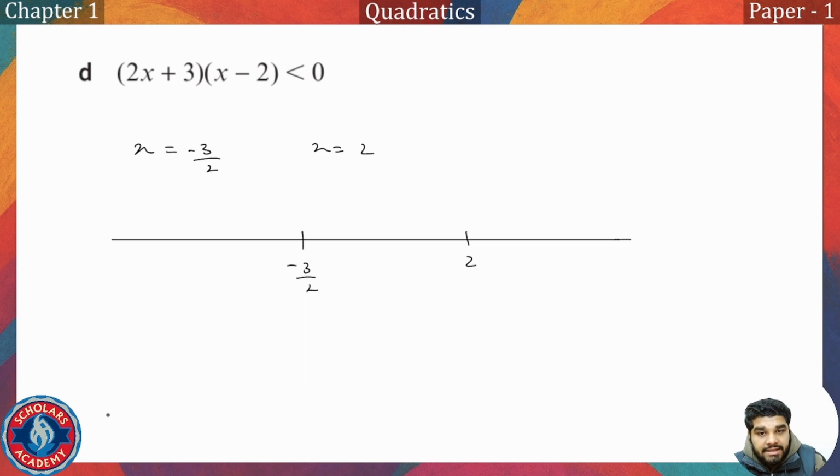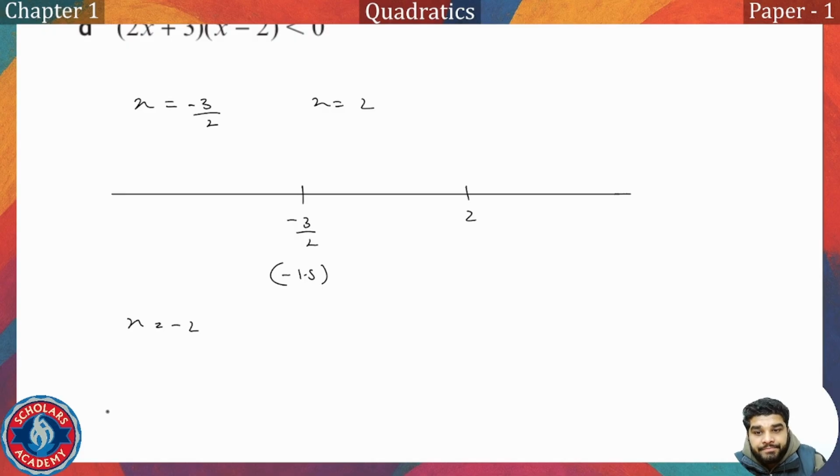Let's start. Negative 3 by 2 means negative 1.5. We can take negative 2. So when we take x equal to negative 2 and substitute it, what we get is (-4 + 3) times (-2 - 2). We get negative 1 and negative 4. So this is actually positive 4. So this is not less than 0. So we will not choose this interval.